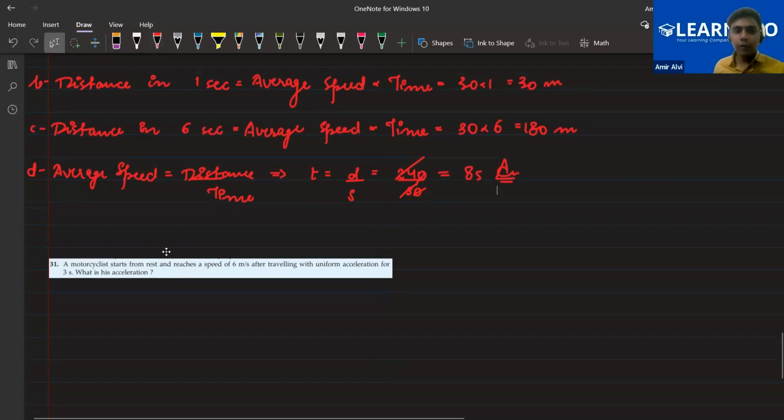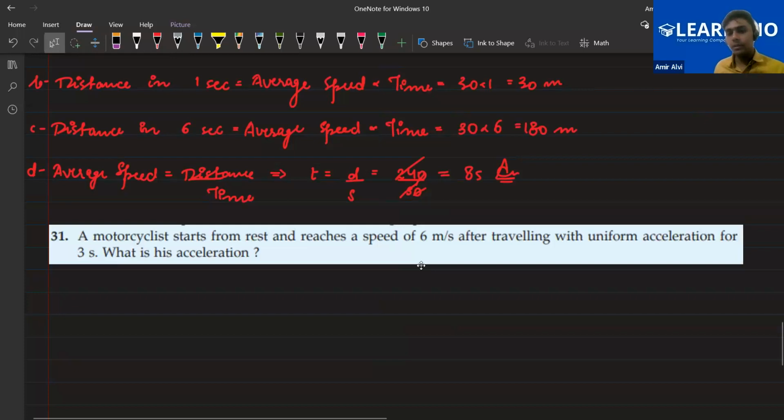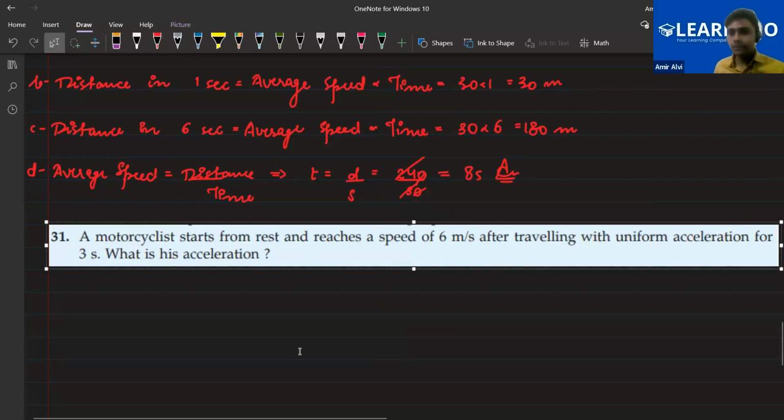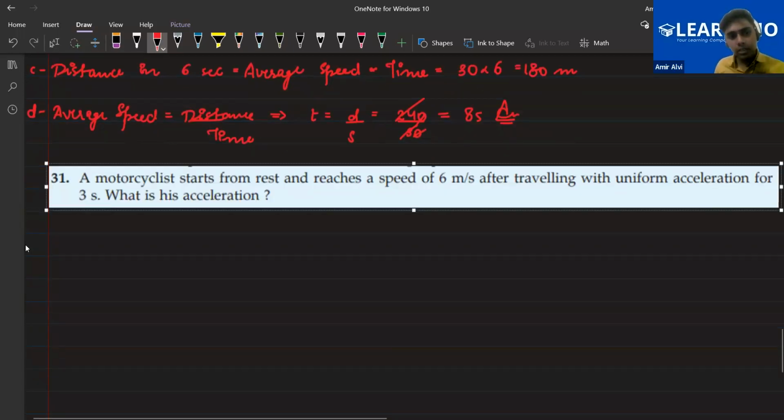Is this clear to everyone so far? Please tell me. Yes, sir. Any doubt so far to anybody? No, sir. Okay, chalo. Let's do this question. Next question, I will give you to try. So first, let's do this question.